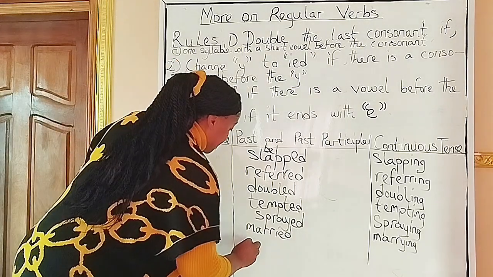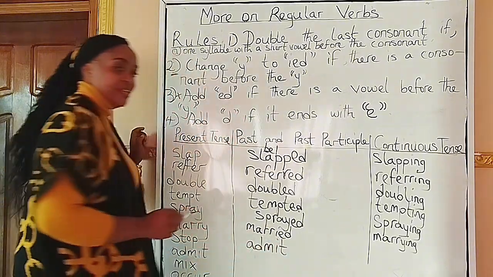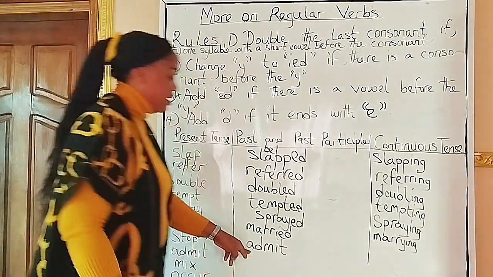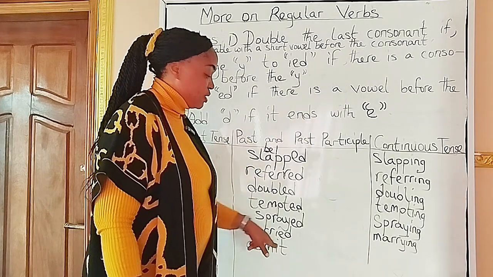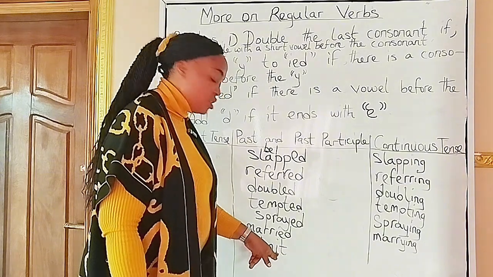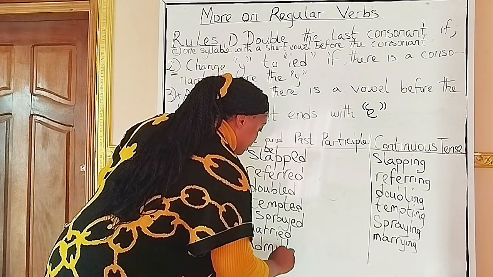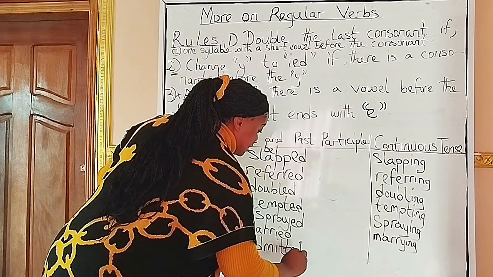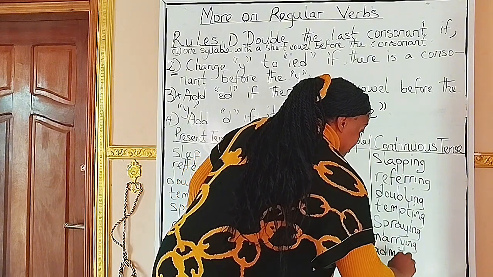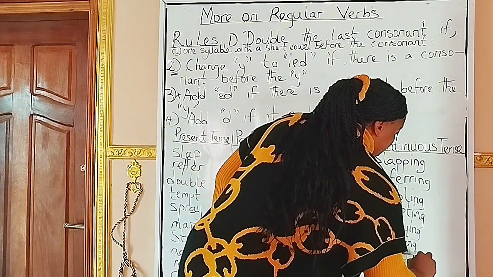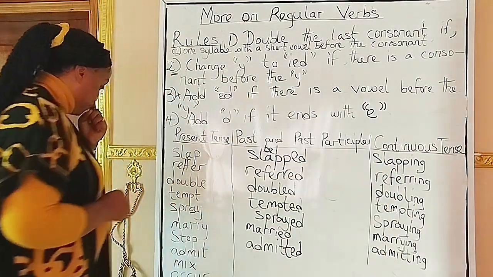Admit. What happens here? Are we going to leave it? No. Remember what I told you. Admit. You see that the stress lies on the second syllable and there is a short vowel before the consonant. So we're going to double the T and add ed. And when we come here, the same thing, admitting. We double the T before adding ing, which is the suffix for continuous tense. Okay, we come to mix.